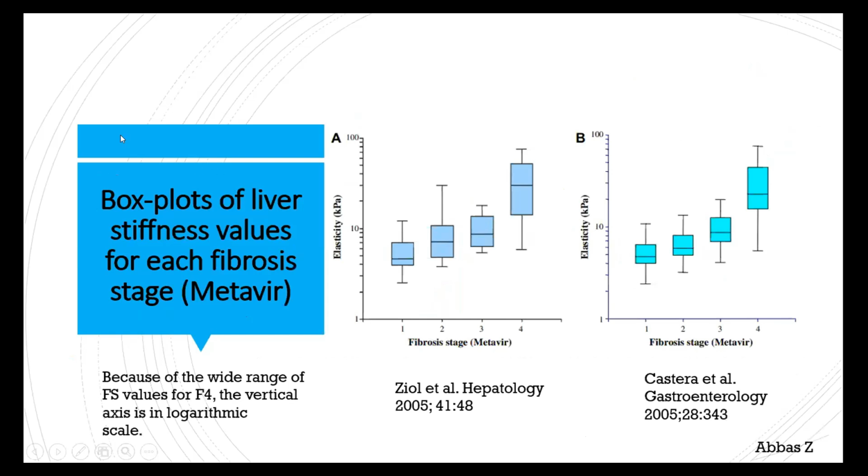So these are box plots of the liver stiffness values for each fibrosis stage. As we can see, these are two different studies that have compared these values. If there is no fibrosis or mild fibrosis, you can easily predict. If there is cirrhosis, you can easily predict it too, but there may be overlap between F2 and F3 fibrosis. So these are two different studies that have addressed this issue.